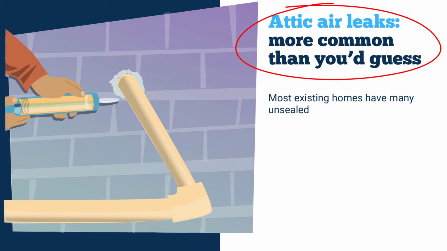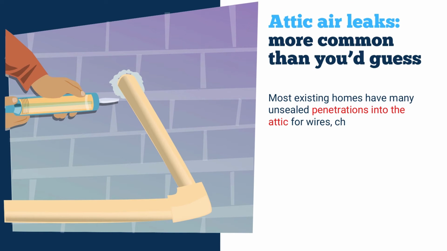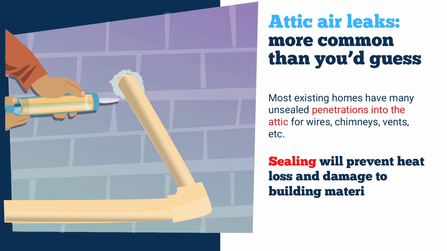Attic air leaks: more common than you'd guess. Most existing homes have many unsealed penetrations into the attic for wires, chimneys, vents, etc. Sealing will prevent heat loss and damage to building materials.